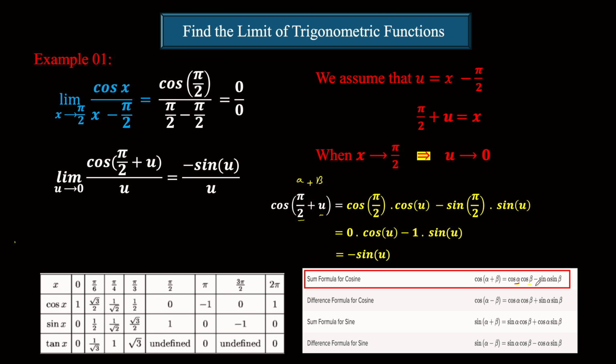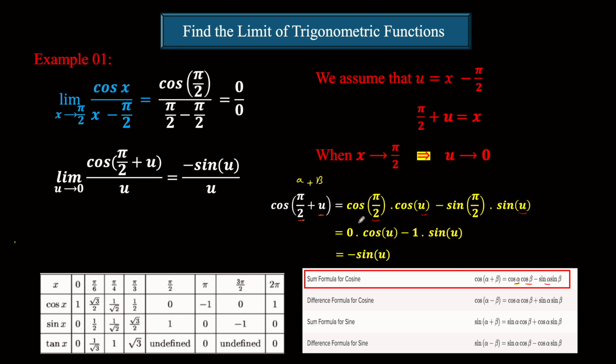This is a, this is b, okay? So this is a, this is b, okay? Minus sine p over 2 is a, okay? Multiplied by sine u, it is sine here, sine b, it is u here, okay? That's why we take u.